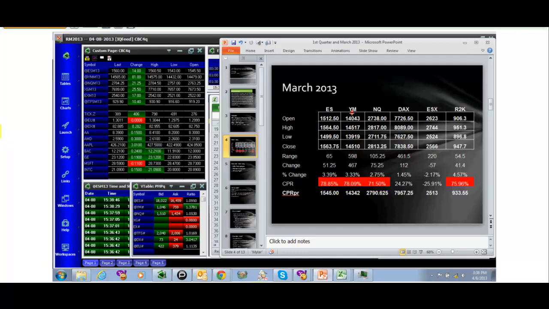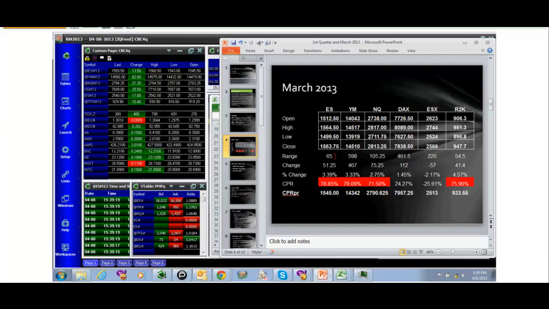CPR readings at 78.85% in the E-mini S&P, 78.09% in the Dow futures, and 71.5% in the NASDAQ, and then over in the Russell, 75.96, all greater than 50%. Now, just to be clear, I want to make sure everybody understands what I'm talking about here. If we look at the range of the market, difference between high and low, you have a range in the S&P of 65 points. The change in the market, which is the difference from open to close, is 51.25. So 51.25 is 78.85% of 65 points.